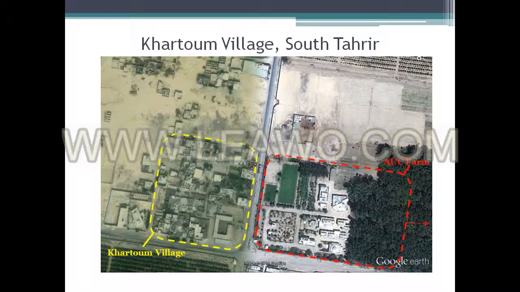As you can see, across the street from the village is an AUC farm. This is very important because many of the villagers who live in Khartoum work on the AUC farm. The men work as farmers, the women work as cafeteria waitresses and housekeepers, for example. Without the AUC farm, there would be no village.